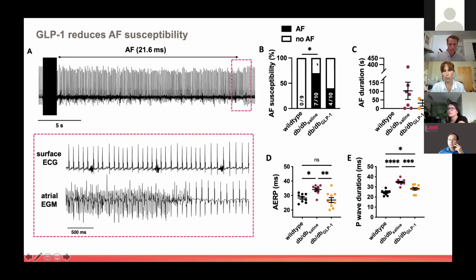So we do see that the DB saline animals, as expected, showed an increased susceptibility to being induced into atrial fibrillation. The GLP-1 animals showed less susceptibility, but are still more susceptible than wild types. However, we do see that the saline-treated animals are trending towards perhaps a more severe AF phenotype as they have longer AF duration. AERP is the atrial effective refractory period, which is the ability of the heart to be re-excited following a stimulus. And we see that this parameter is normalized with GLP-1 treatment. P-wave duration, which is another ECG marker, which represents the atrial conduction period, is improved with GLP-1 treatment, but is not quite to the same level as their wild type counterparts.